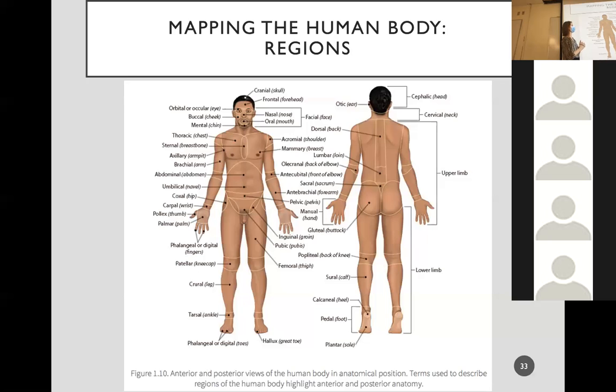The chin is the mental region, which sounds, you would think that would be head. Mental, the mentum is the chin. So mental is chin area. Moving into the torso, you have the thoracic, which is just kind of the chest in general. Sternal region is the breastbone. So the sternum is that bone that's really hard right up in your chest area.